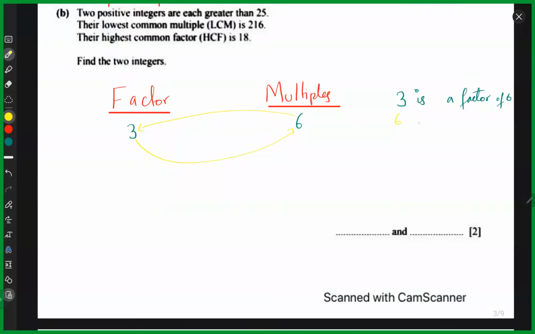6 is a multiple of 3. One second, Umayza, let me finish, then you would understand. Don't worry, just relax, okay? 2 is a factor of 10 and 10 is a multiple of 2. Just think about it for now.